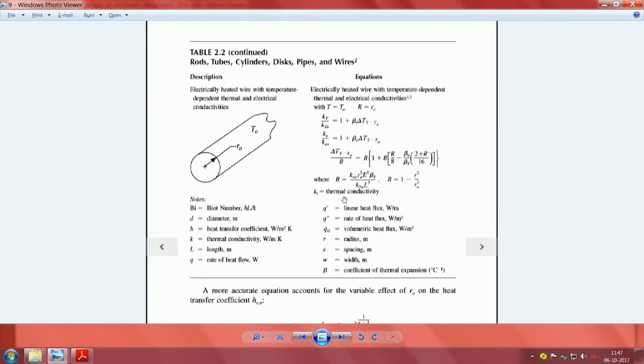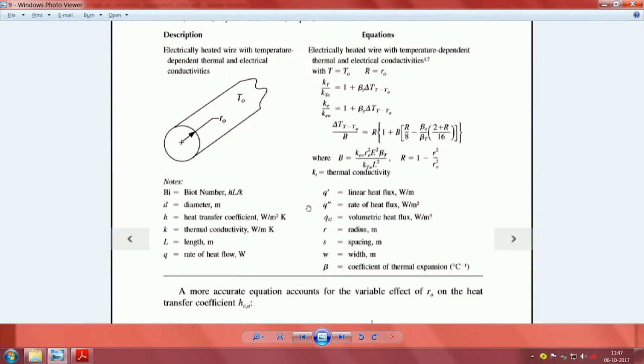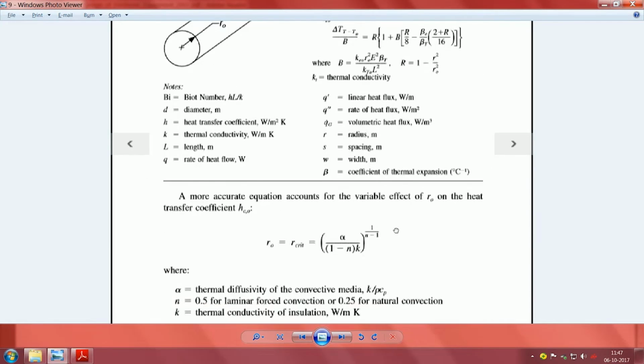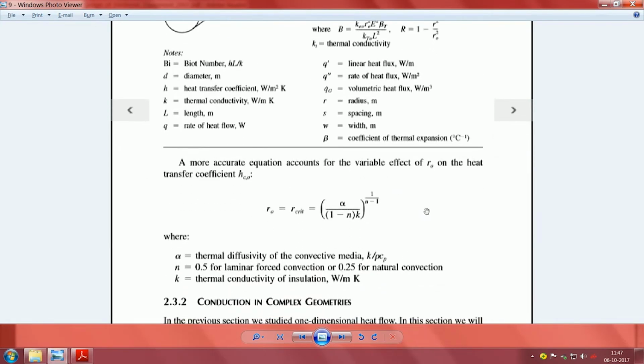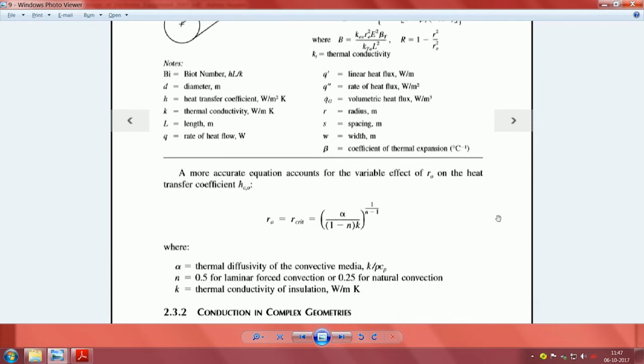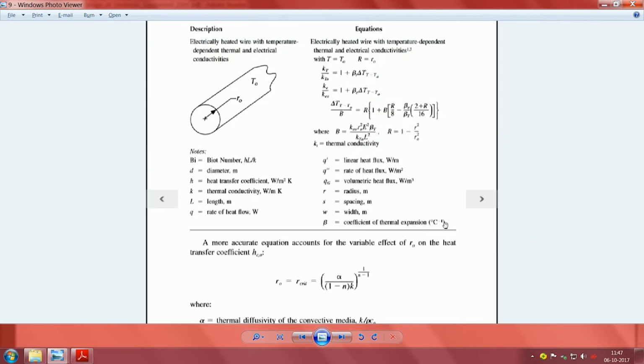Oh, we have this beautiful electrically heated wire with temperature dependent thermal and electrical conductivity. You have seen this. We have all that Q and Q square, volumetric heat flux and area heat flux, then normal linear heat flux, all of them, and then there is also a coefficient of. Things have all been well formulated and solved.